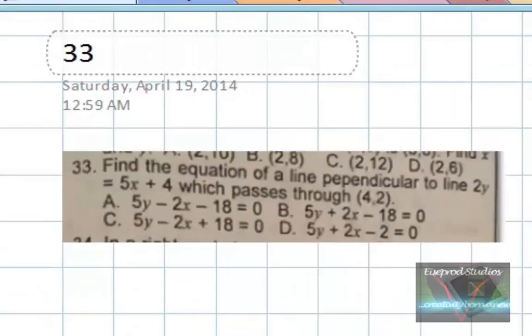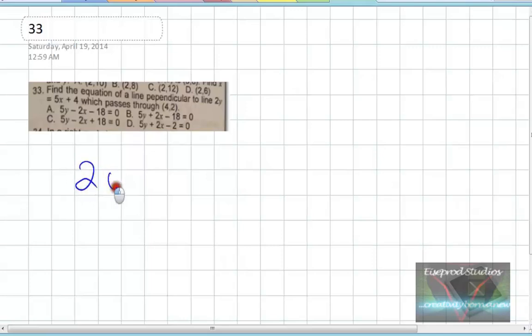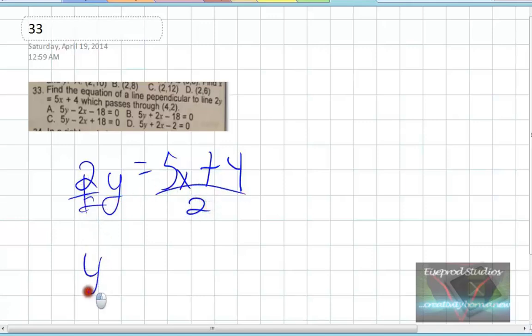So question 33 wants us to find the equation of a line perpendicular to 2y is equal to 5x plus 4, which passes through the point (4, 2). I'll start by writing out the equation. Now what we want to do is find the gradient of this line. So I'm going to divide by 2, and y is equal to 5/2 x plus 2. So the gradient, now that we have this in y equals mx plus b form, is 5/2.